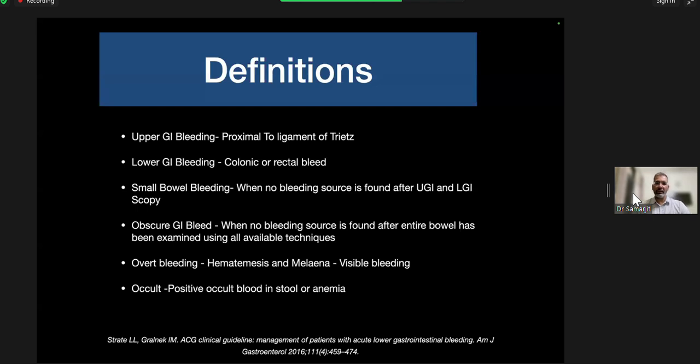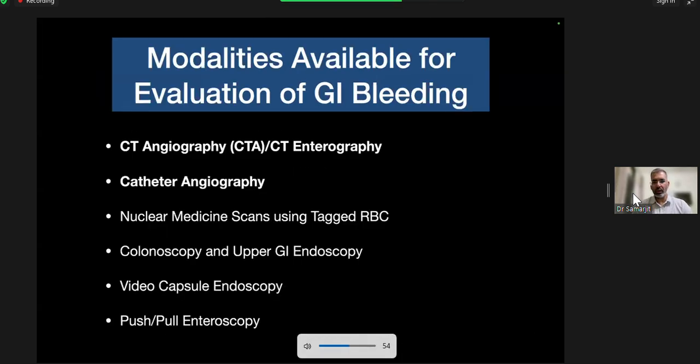Overt bleeding is when you can see the bleeding, either hematemesis and melena, or it is visible, and occult is when you have to test the stool and see whether there is blood in the stools or not.